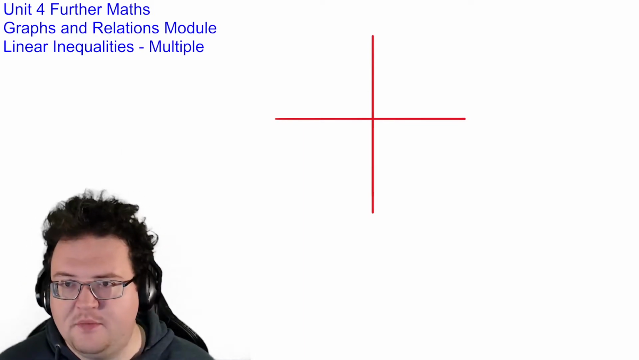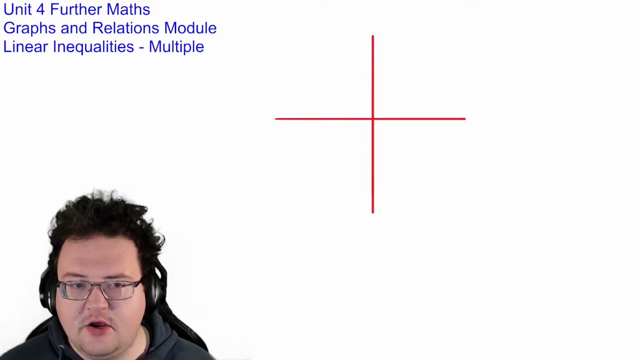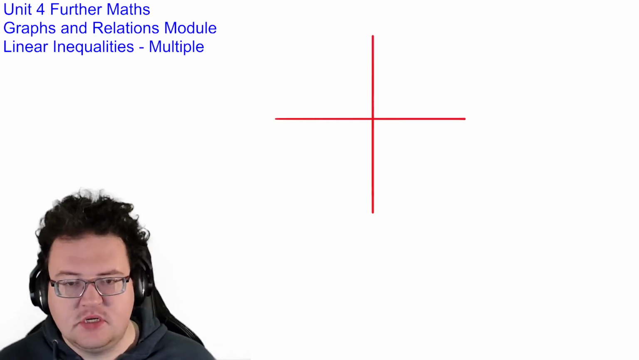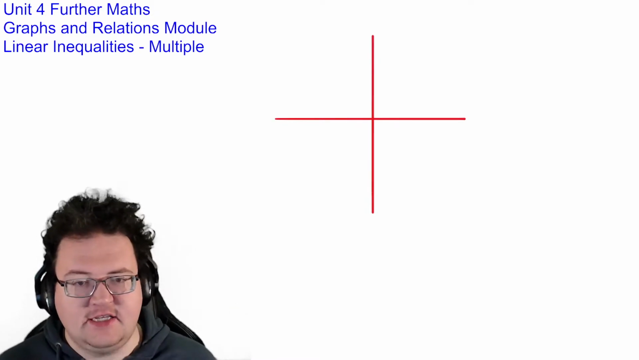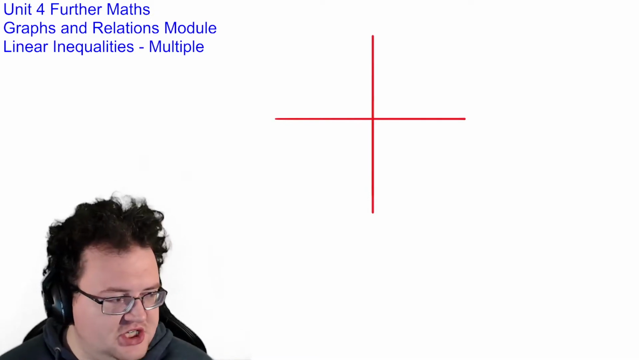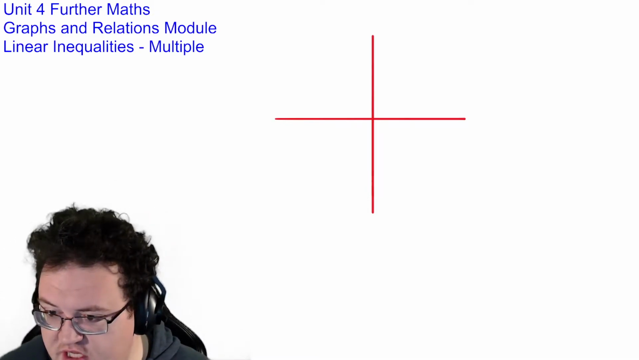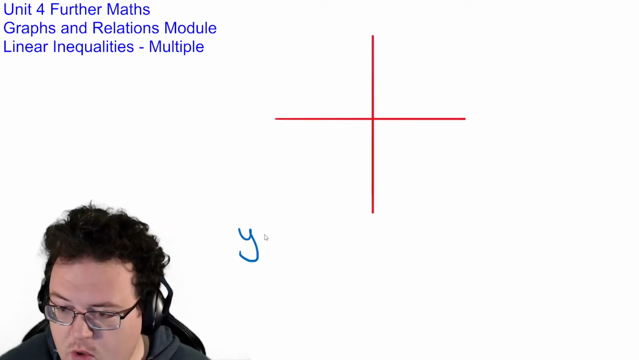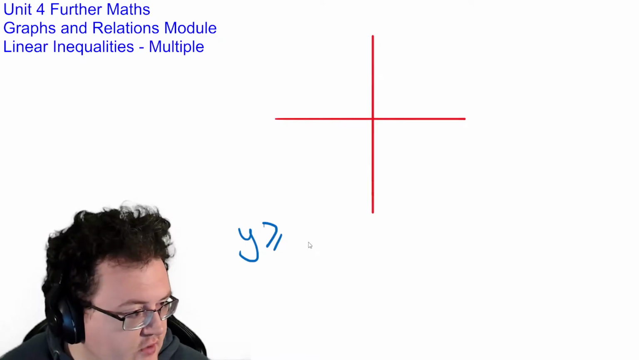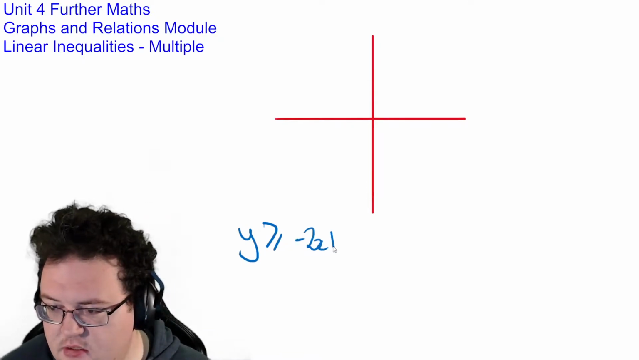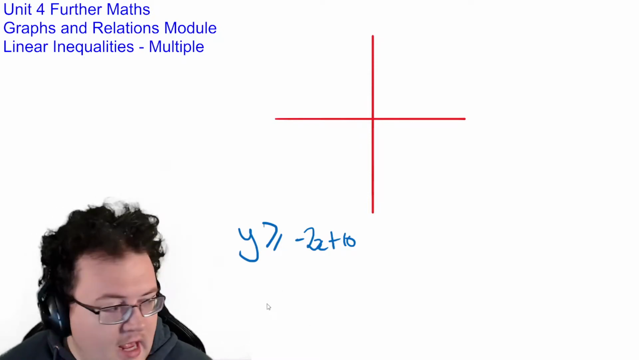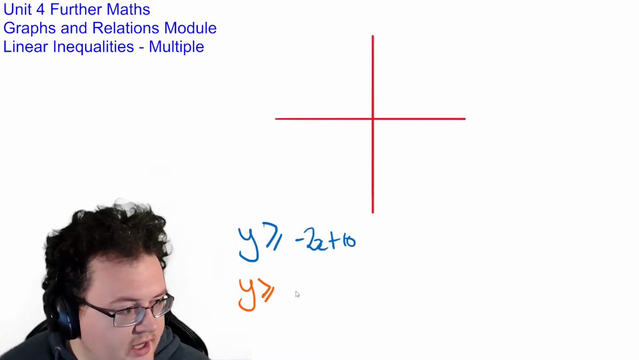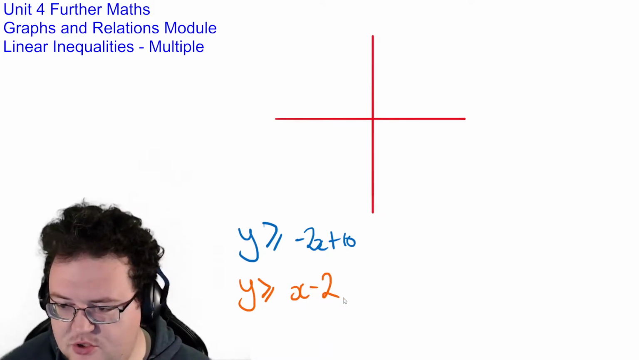Good morning and welcome back. We are looking at linear inequalities this time, but we're looking at drawing multiples on the same axis by hand and then understanding how they're supposed to be shaded. So what I've got here is an equation, and I'm going to write it out in blue. y is greater than or equal to minus 2x plus 10. And I also have the equation y is greater than or equal to x minus 2.